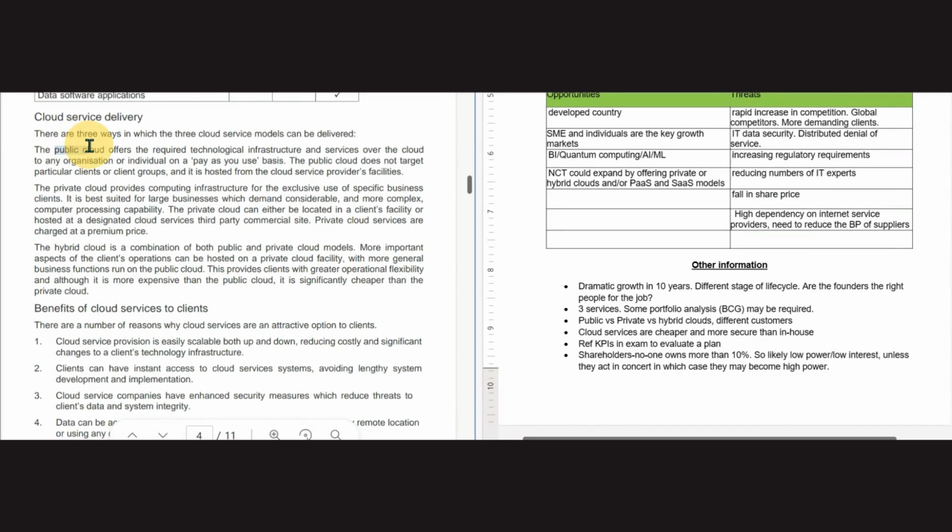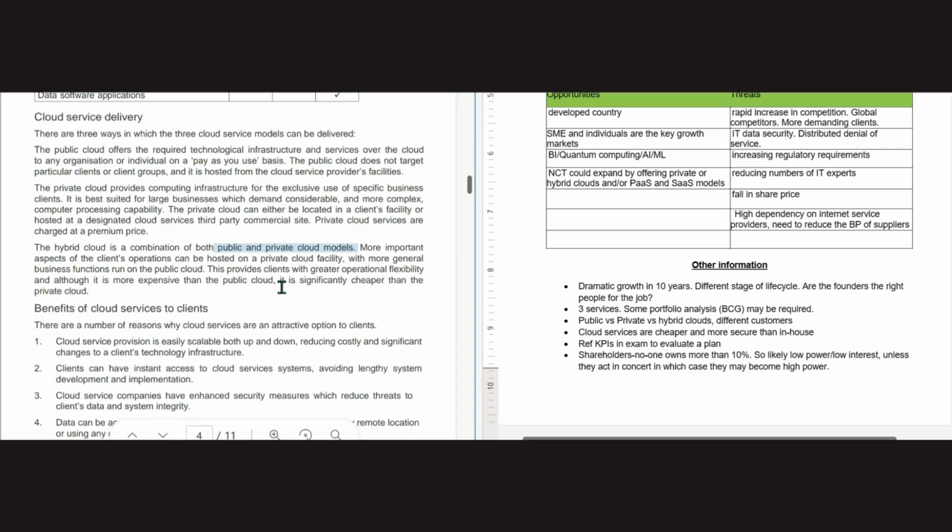And here again, we talk about something called the public cloud, the private cloud, and the hybrid cloud. So the public cloud basically offers the services on a pay-as-you-use basis, and it's for organizations and individuals. The private cloud offers these services to large businesses. And then the hybrid cloud, as the name suggests, is a combination of public and private models.